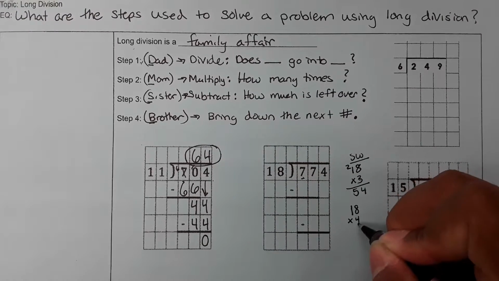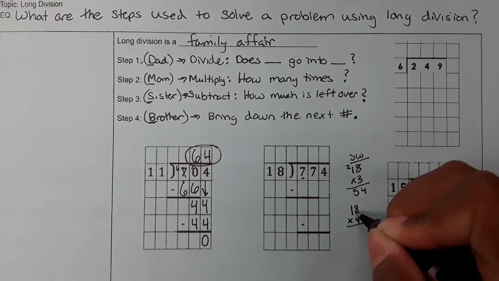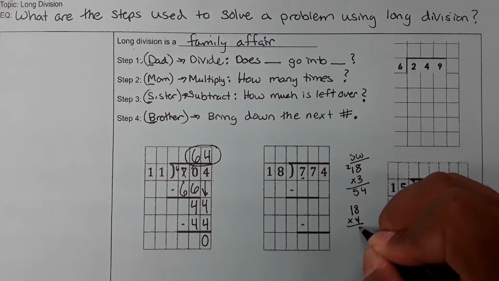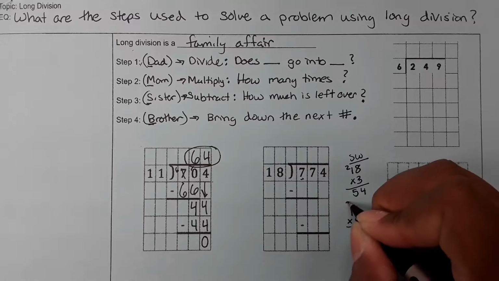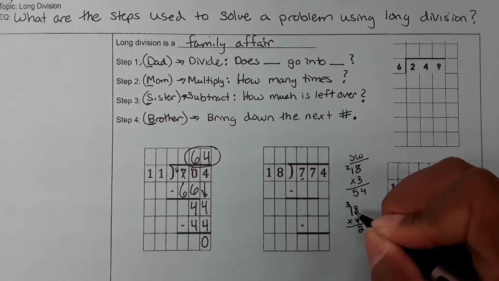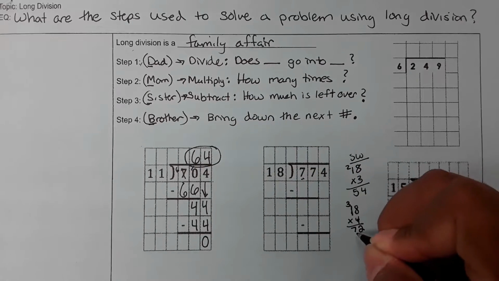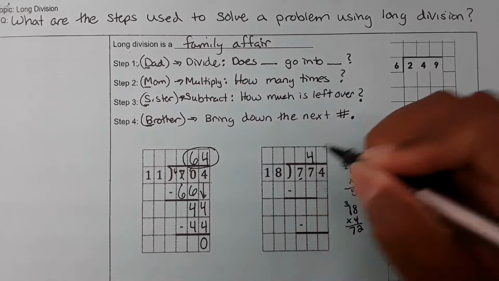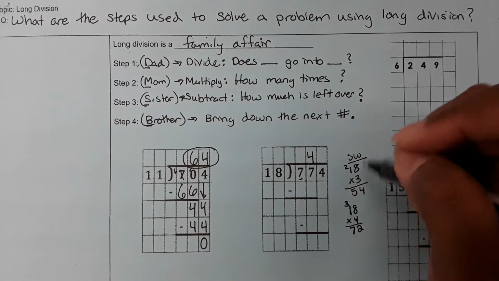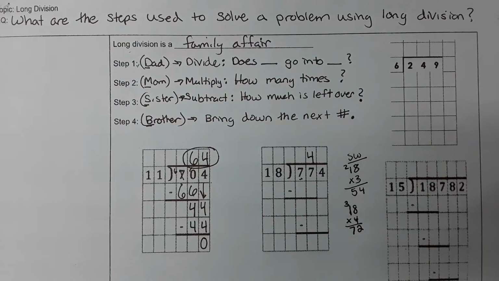18 times 4. All right, well, 4 times 8 is 32, so carry my 3. 4 times 1 is 4, plus 3 is 7. All right, 72. That's close. So I put my 4 up here. Notice, I haven't erased anything or scribbled it out, because what if I need one of those numbers again? Do I want to do the work all over? No way. I'm going to work smarter, not harder.